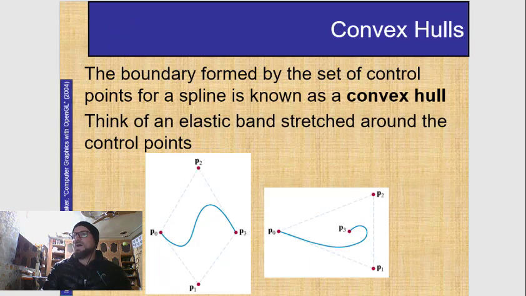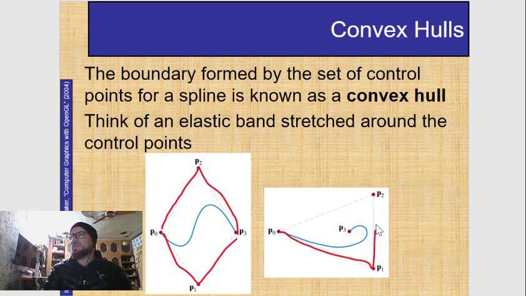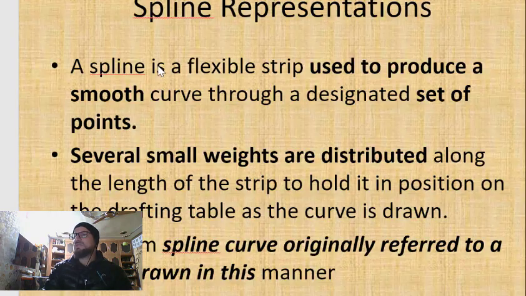Now, this is called a convex hull. If the boundary formed by the set of control points for a spline is like this, as you could see, like you have a rubber band over these control points, this will be called a convex hull. Okay, the boundary can be seen like a rubber band stretched over these points, and this is called a convex hull.